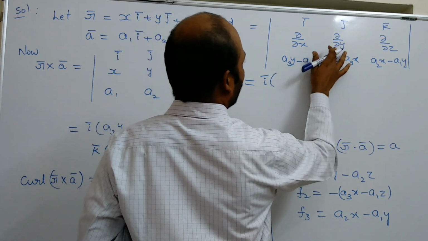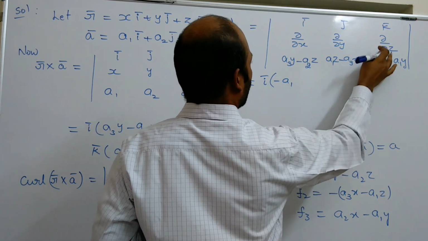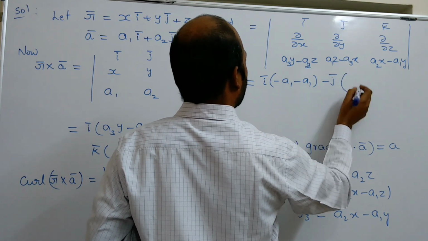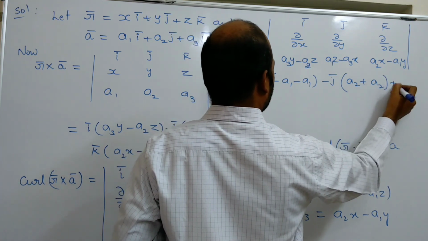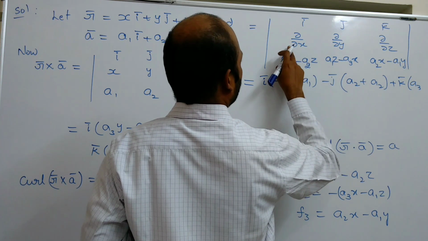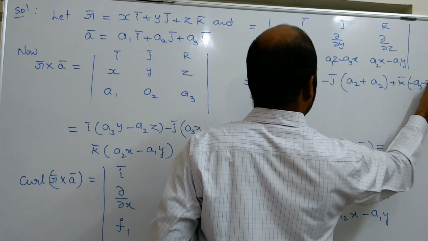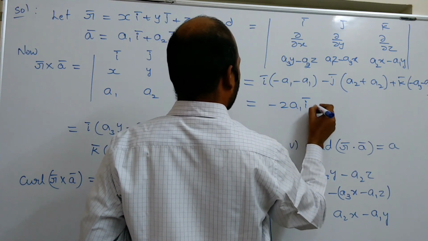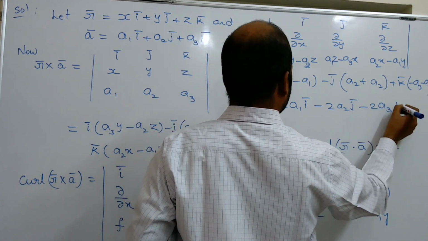I bar into dou by dou y of a1, you get minus a1. Dou by dou z of a1, again you get minus a1. Minus z bar into dou by dou x of a2 plus k bar into dou by dou z of dou by dou x of minus a3, minus a3. So finally you get minus 2a1 I bar minus 2a2 j bar minus 2a3 k bar.